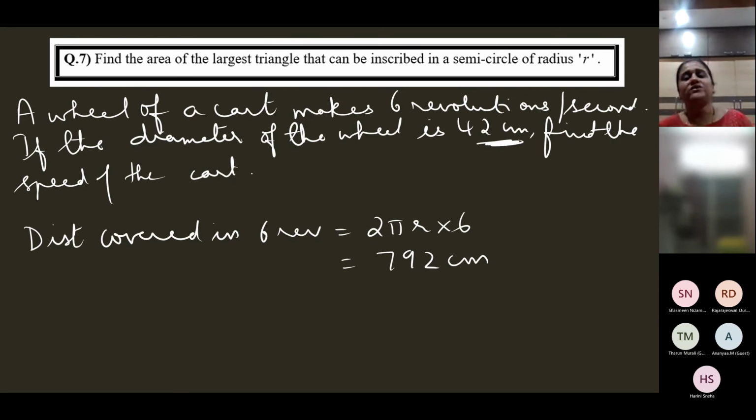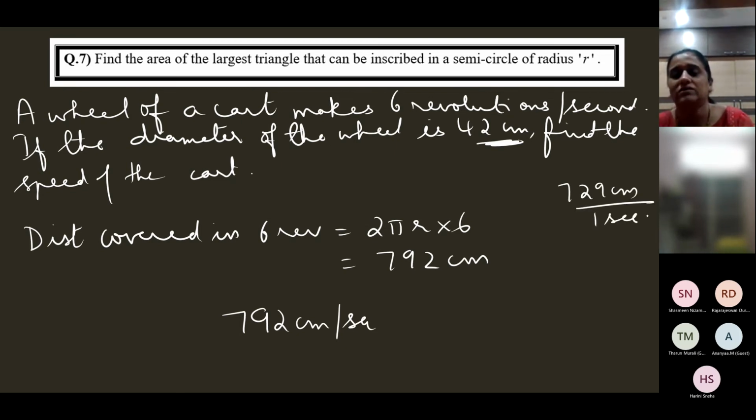So distance, how do you find the distance? Distance covered in 1 revolution into number of revolutions. So 2 pi r into 6, 792 centimeters. That's the distance. Now this distance is covered in what time? 6 revolutions is covered in 1 second. So 792 centimeters is covered in 1 second. So the speed is 792 centimeters per second. Because distance by time, no? Distance is 792 centimeters. Time is 1 second.